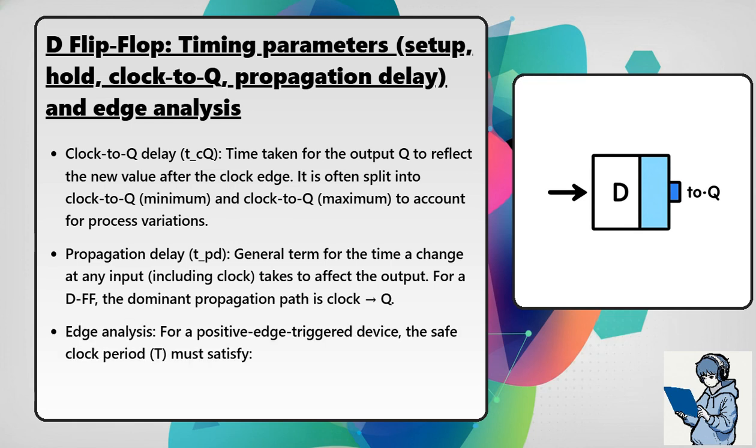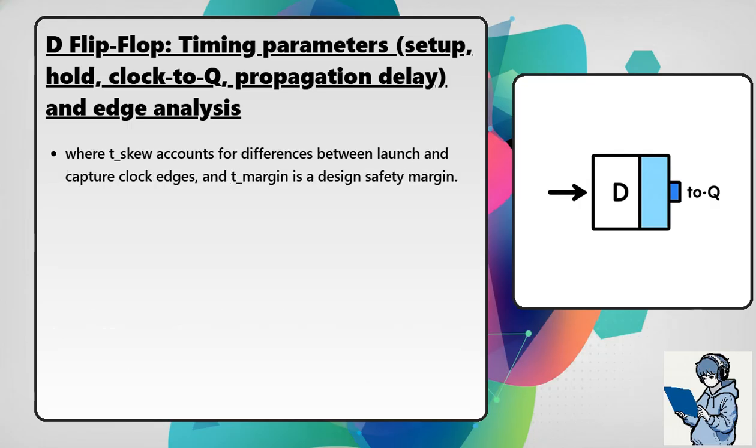Edge analysis. For a positive edge-triggered device, the safe clock period T must satisfy T greater than or equal to T_setup plus T_CQ_max plus T_skew plus T_margin, where T_skew accounts for differences between launch and capture clock edges, and T_margin is a design safety margin.